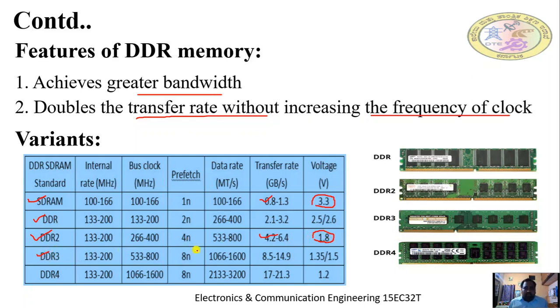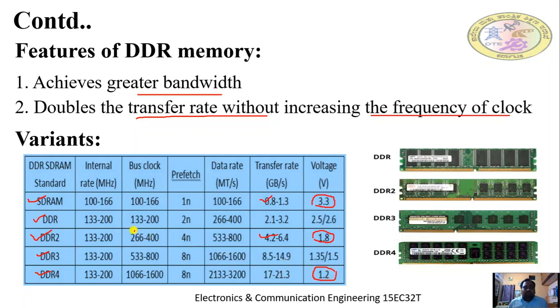The DDR3 transfers data at a rate of 8.5 GB to 14.9 GB per second, and it consumes a power of 1.35 to 1.5 volt. And next, the last version, that is the latest version, is DDR4, which transfers data at the highest rate, that is 17 GB per second to 21.3 GB per second, and it consumes a voltage of 1.2 volt.